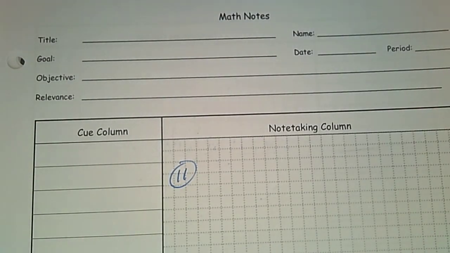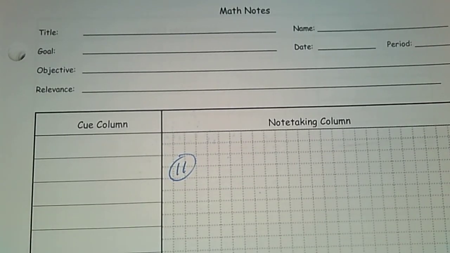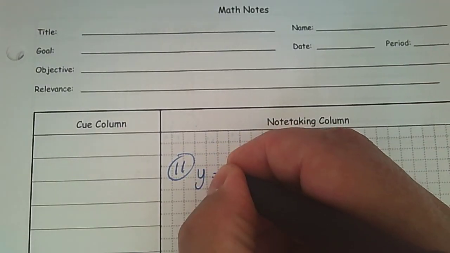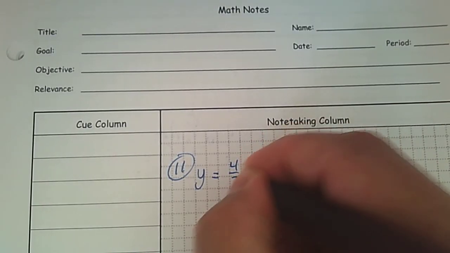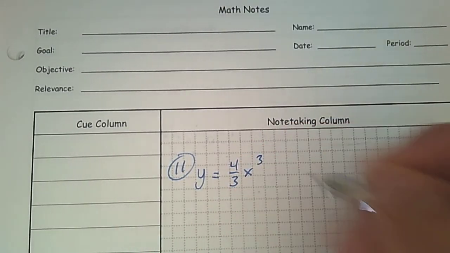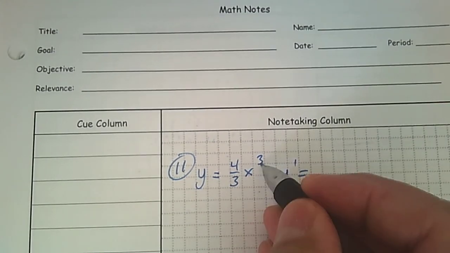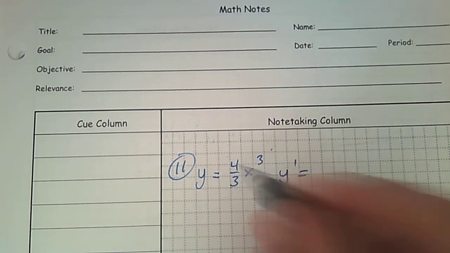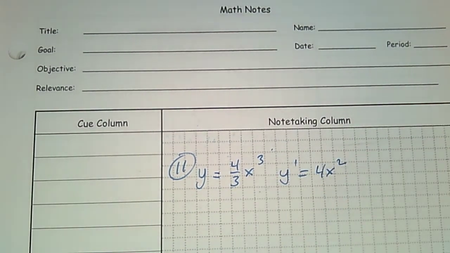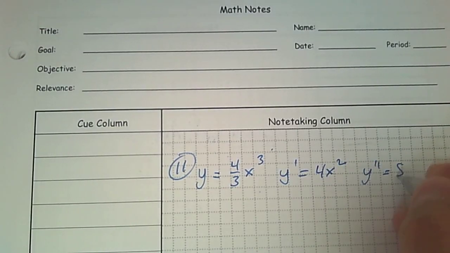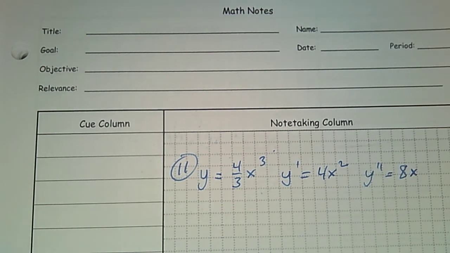Now, from number 11 on, these are review questions. So find the second derivative of that. So we have y equals, and I'm going to write this as 4/3 x cubed. Means the same thing. So when I take the first derivative, I'm going to go 3 times 4/3. The 3's divide out, so I have 4. Subtract 1 from the exponent. Now the second derivative, 2 times 4, that's 8. Subtract 1 from the exponent, and that's 8x. Done.